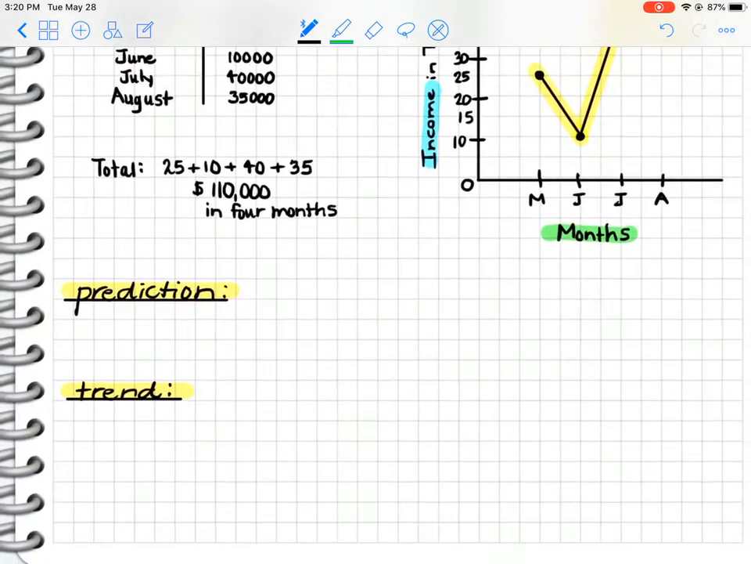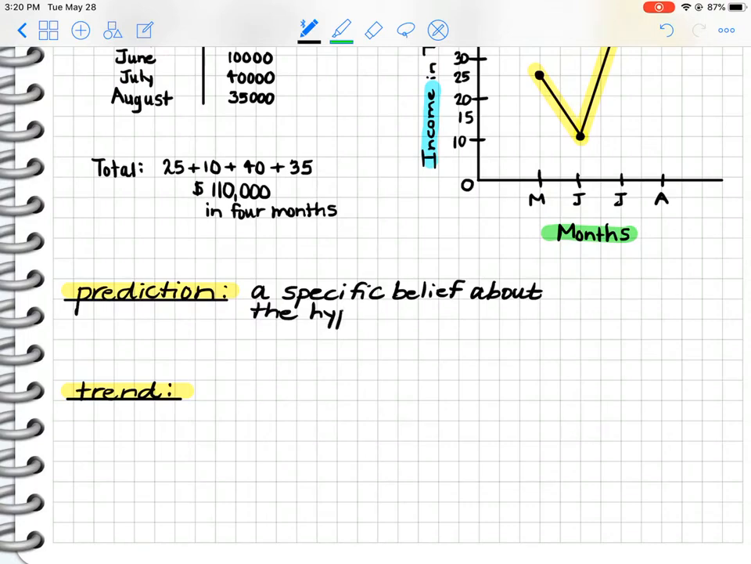All right, 2 more terms and we'll stop this video. And these are pretty short terms. So a prediction is a specific belief about the hypothesis. So let me go up here to this first graph.